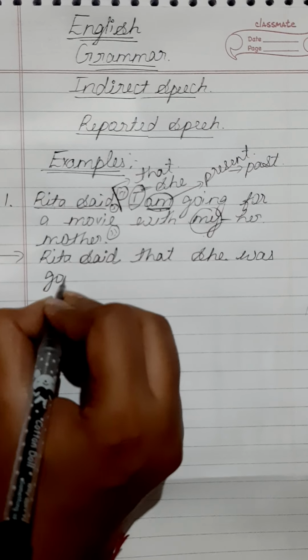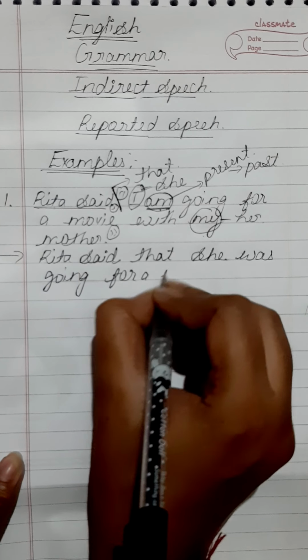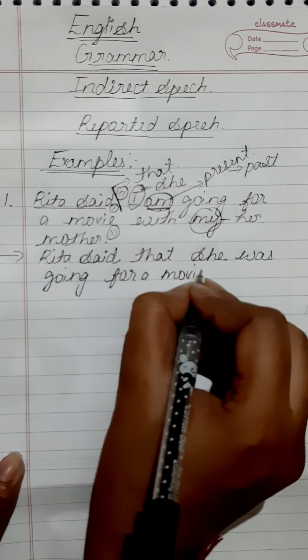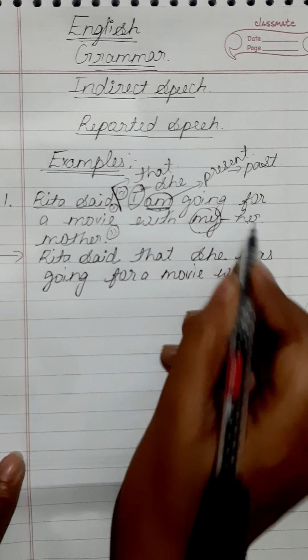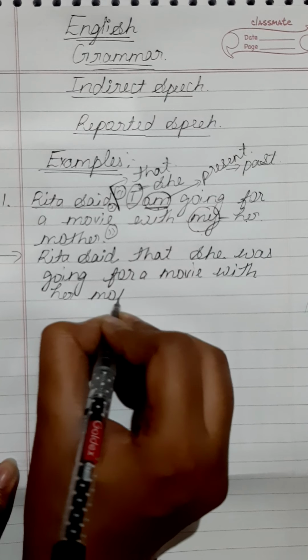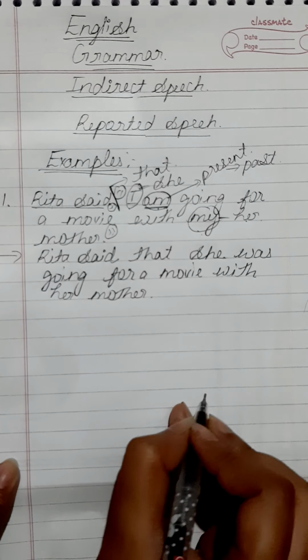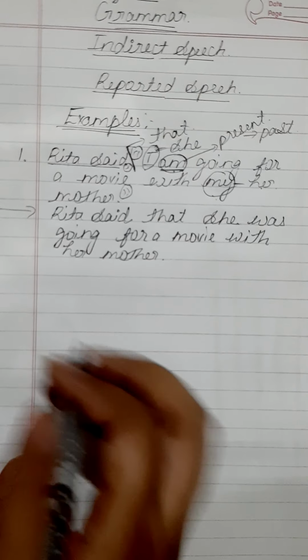Was going for a movie with, here my is converted to her, so we will write her mother. So this was the first example. Now let us consider the second example.